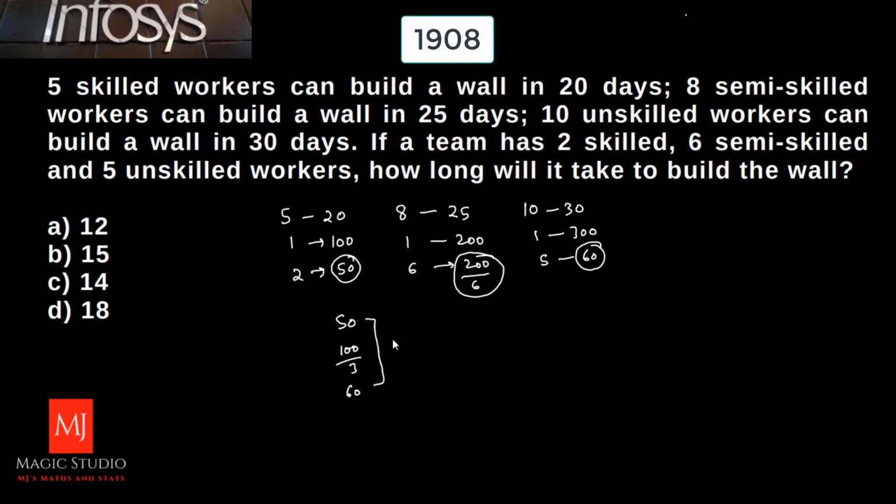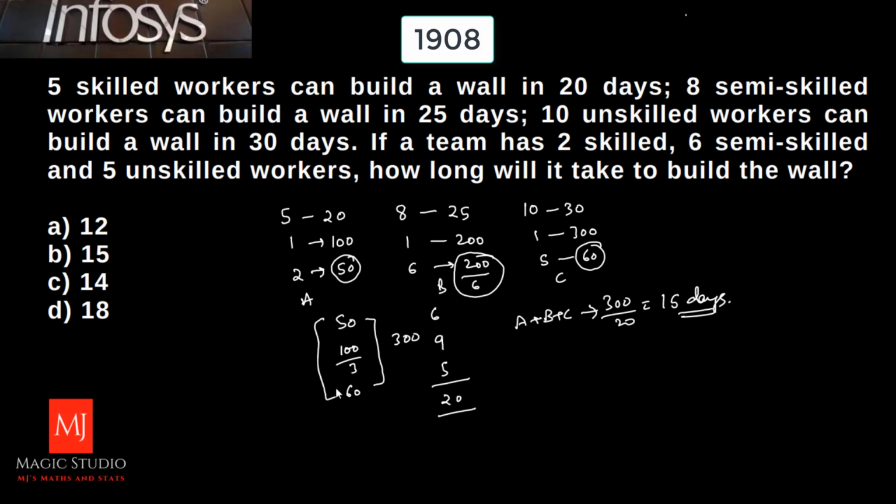LCM would be 300. 300 by 50 is 6, 300 by 100 is 3, into 3 is 9, 300 by 60 is 5. 6, 15, 5, 20. So if this is A group, B group, C group, A, B, C as a team would be able to complete this in 300 by 20, that is 15 days. Rule 8, that is the common multiple rule of efficiency, helps us find this in no time. Answer is B, that is 15 days.